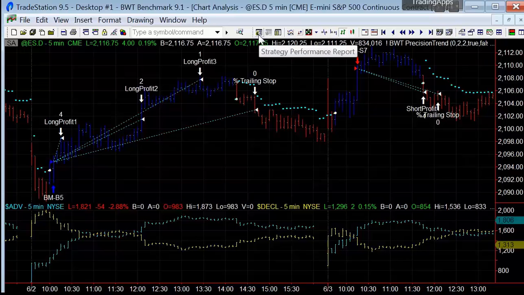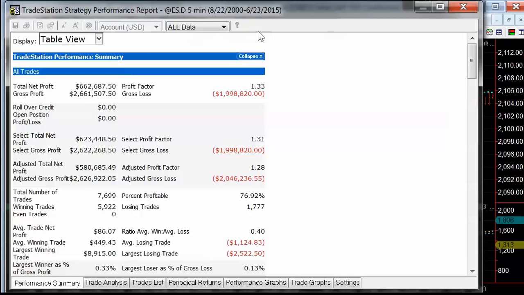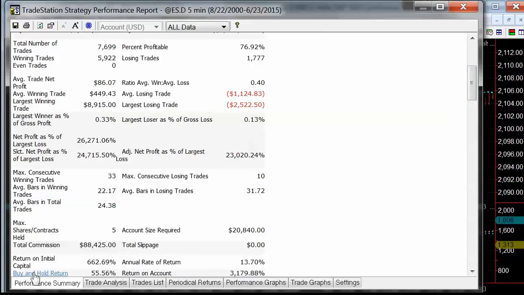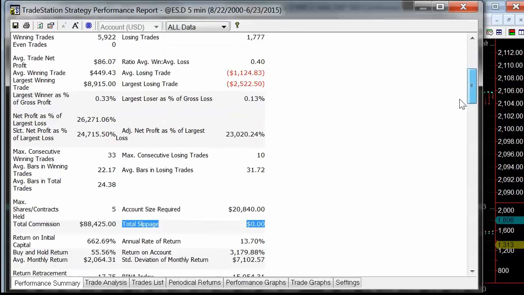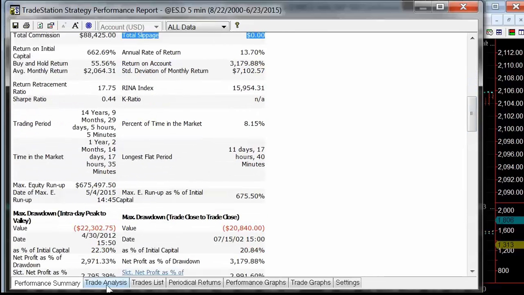Now I'm going to show you the performance report going back 15 years. This is adjusted for commissions. So over that 15-year period, we have $88,000 in commissions. We have not included slippage because most of the orders in this system are limit orders. So your drawdown on a 5 lot, from closed trade to closed trade, is $20,000 or approximately $4,000 per contract.